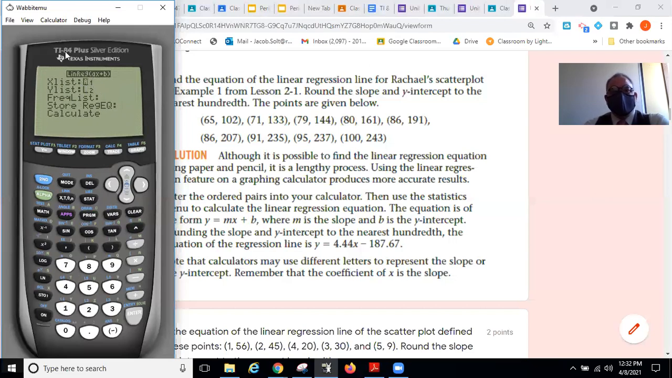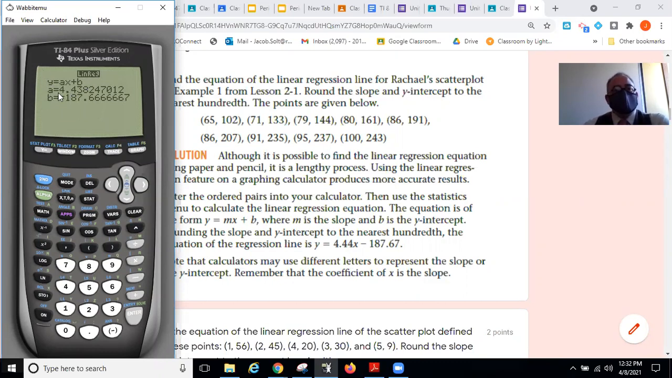You already made list 1 your X list, and you made list 2 your Y list. So you're already good. You can either press the down button, highlight calculate, and press enter, or you can press enter a few times and it'll automatically get down there. When I press enter, look at that. It has y equals a times x plus b. That's the calculator telling me that it did a linear regression.